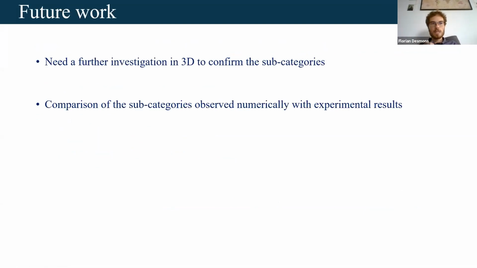And for my future work, I'm trying to do 3D simulation in order to understand if the phenomena that I was able to observe are related to 2D simulation or if they also occur in 3D. So I'm trying to understand if that's not a 2D artifact. And finally, I'm a bit struggling with it and I'm working on it, to do some comparison of the subcategories I've observed with the experimental results that are in the literature for now.